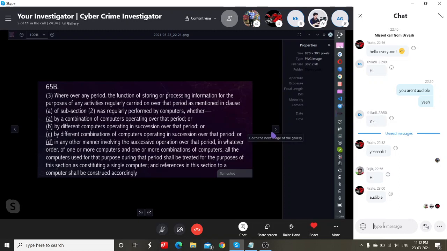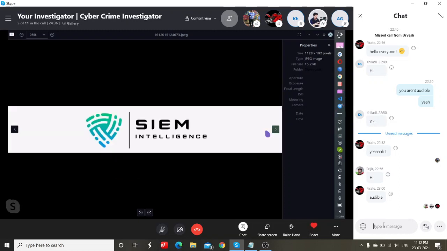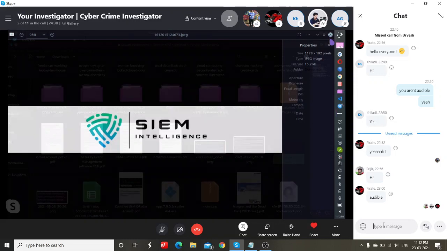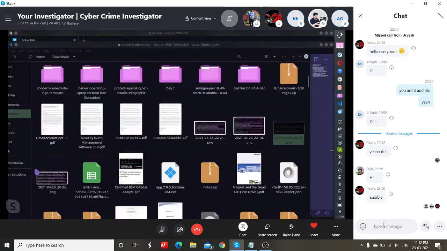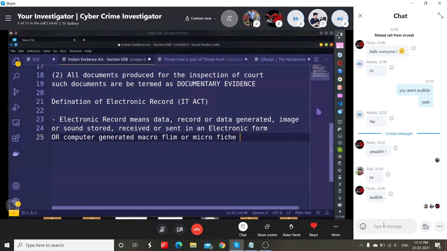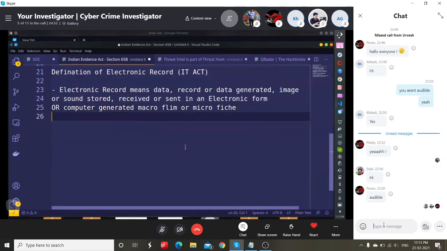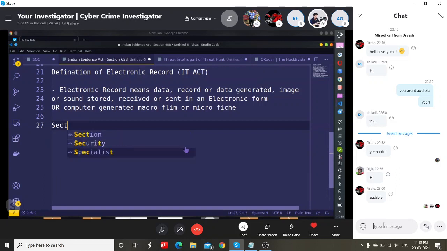The last subclause deals with the certificate. So the last subclause, I do not have the photo, but these are the three subclauses. Now, the last subclause, what does it basically deal with? That deals with the certificate. So section 65B.